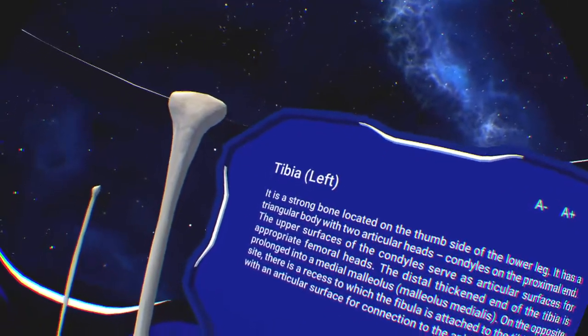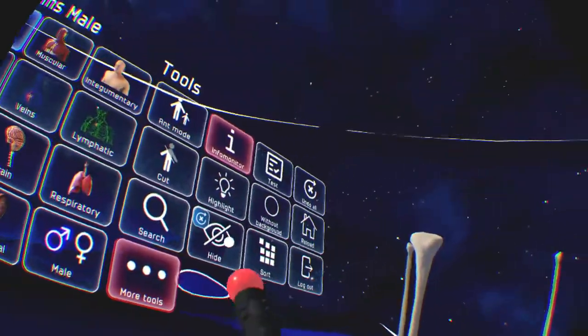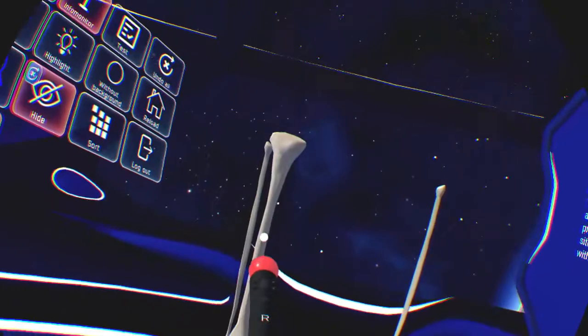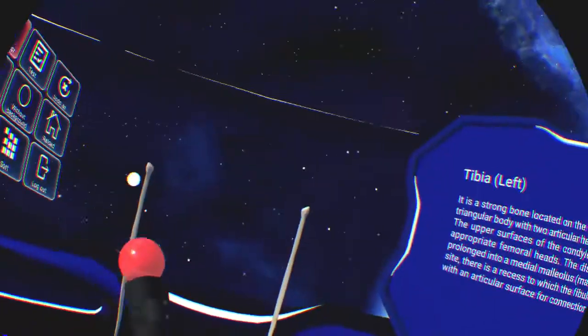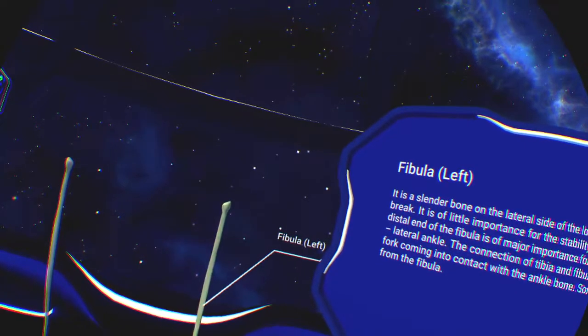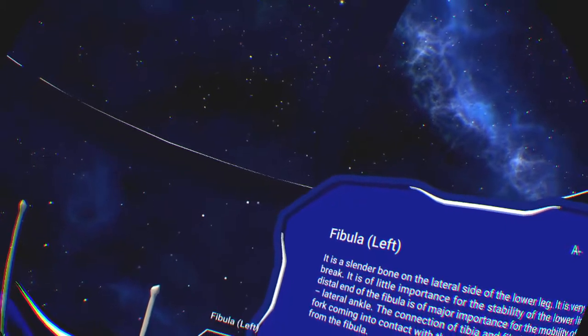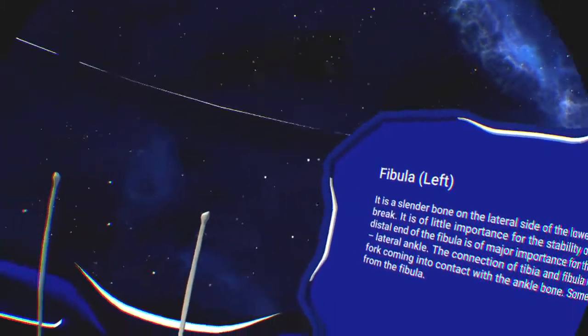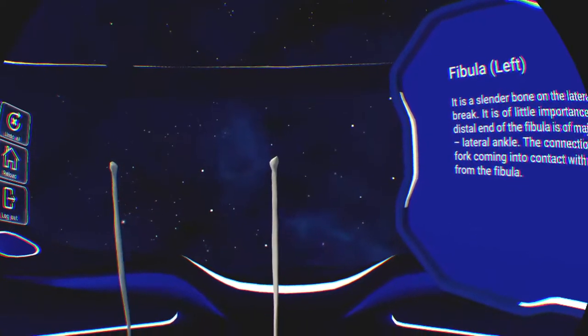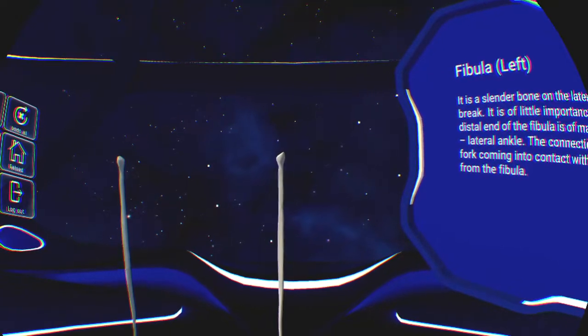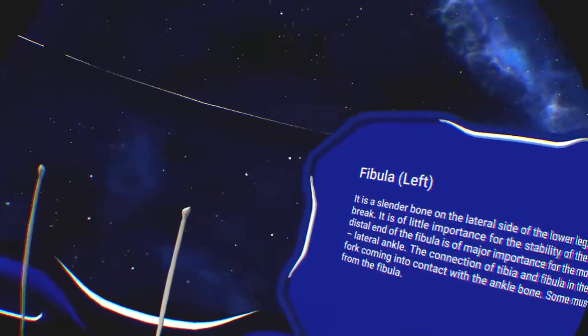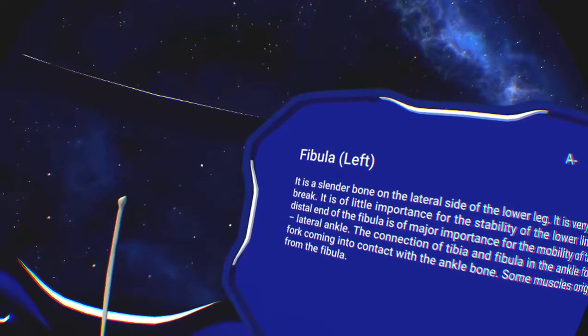Got it? Okay. Last we go with the tibia. This is the fibula. God, that's small. The fibula.